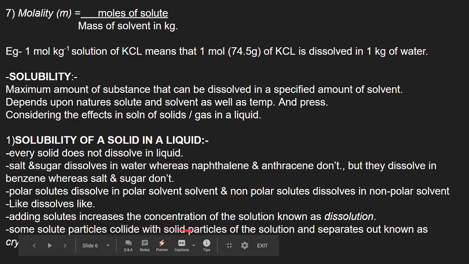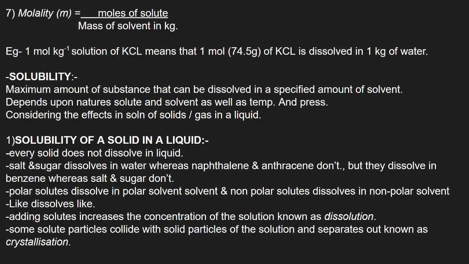Some solute particles collide with solid particles of the solution and separate out, known as crystallization. Now this is another term which you should know about. What is crystallization? Here some solute particles collide. For example, the particles of salt collide, which means they hit up against each other. They collide with solid particles of the solution. For example, I'm taking water and I'm taking salt. The particles of salt and the particles of water collide with each other and they separate out, and this process is known as crystallization.